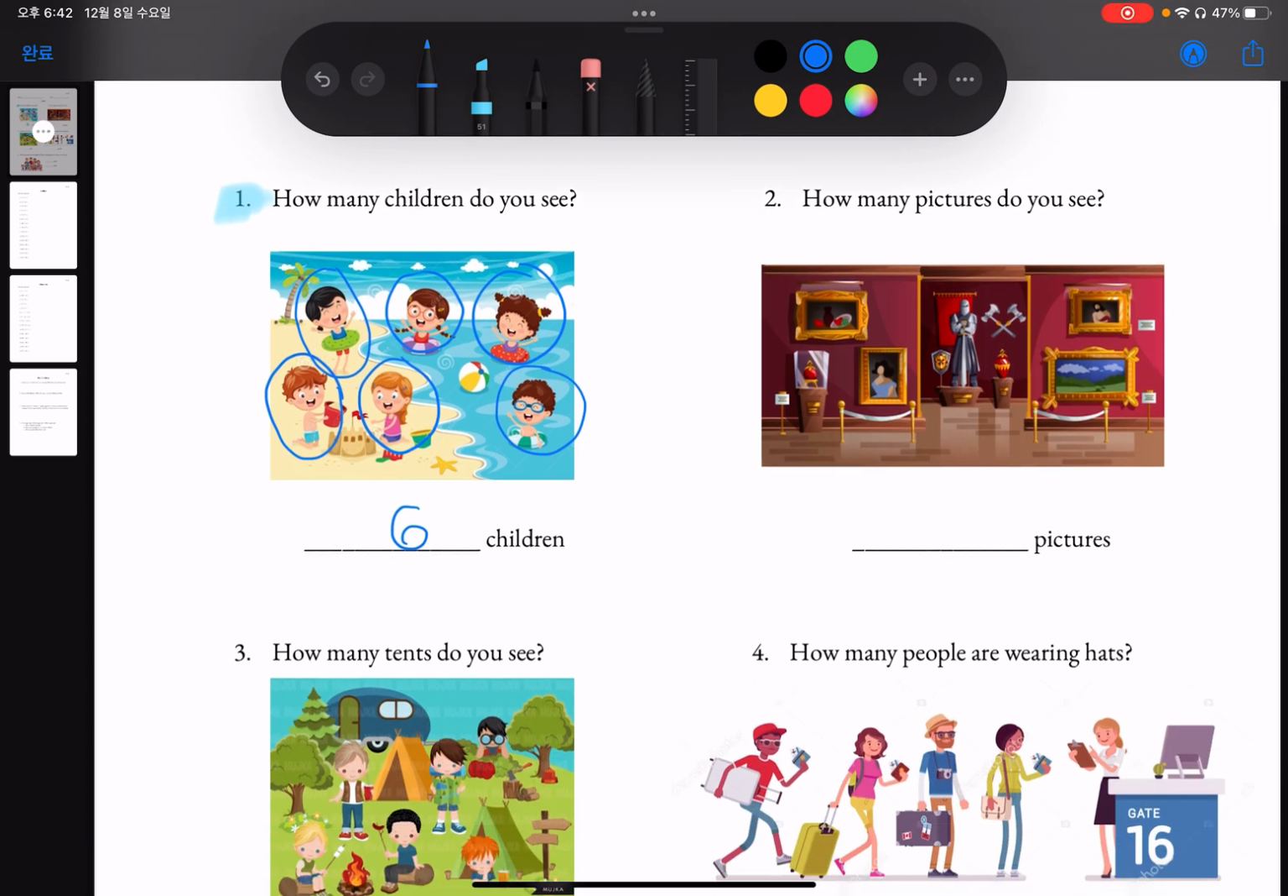Let's do another example. Number 2. How many pictures do you see? And you have to count only the pictures. 1, 2, 3, 4. So you'll say that you see 4 pictures.